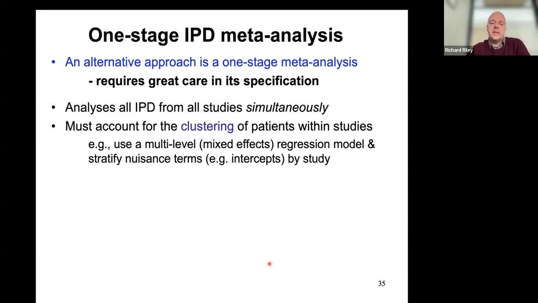So a one-stage analysis analyzes the IPD from all studies simultaneously. The reason why it needs great care is that we need to make sure that when we're fitting these models that we still account for clustering. Patients are nested within studies. We would break randomization if we forget that. So for example, we could use a multi-level regression model and allow for a separate intercept for each study.